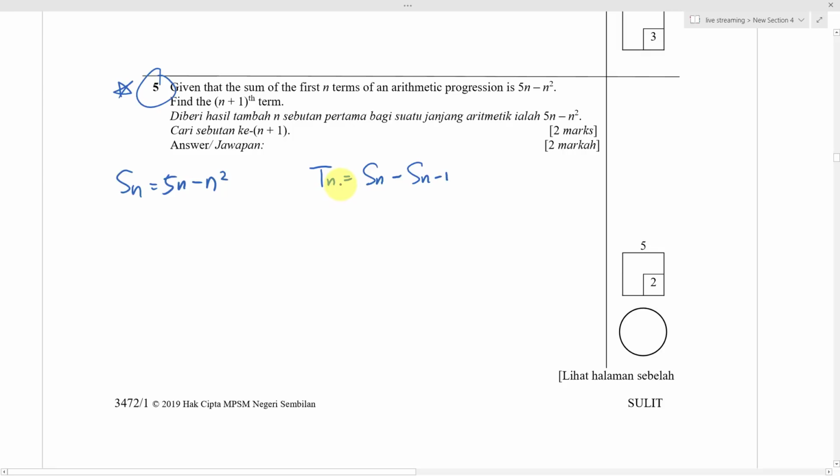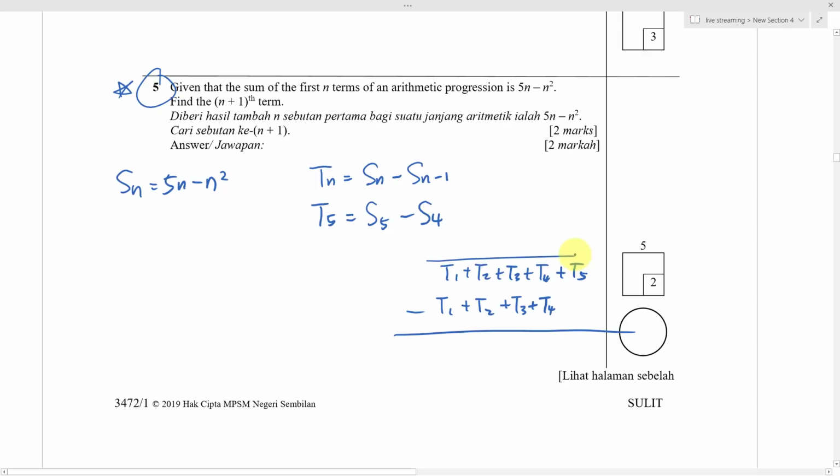For example, if I want to find the fifth term over here, what I do is the sum of the first 5 terms minus the sum of the first 4 terms, isn't it? Then I get the fifth term. If you don't get the idea, the sum of the first 5 terms is T1 plus T2 plus T3 plus T4 plus T5. And the sum of the first 4 terms is T1 plus T2 plus T3 plus T4. If you subtract, you realize the rest is the same, so you only have T5 left. So this is the idea.